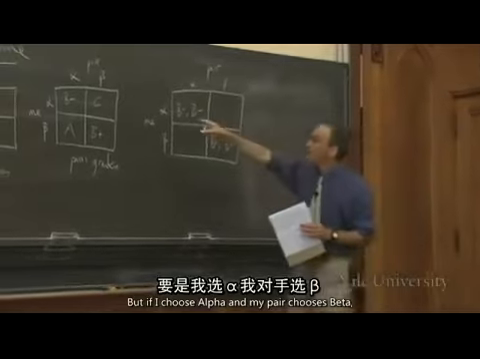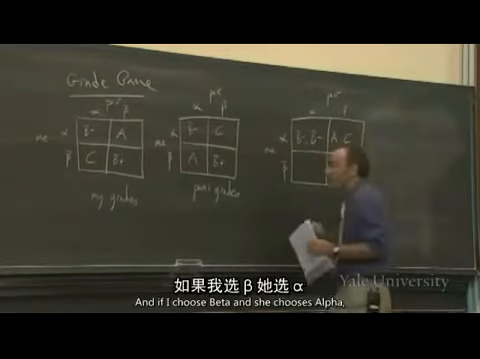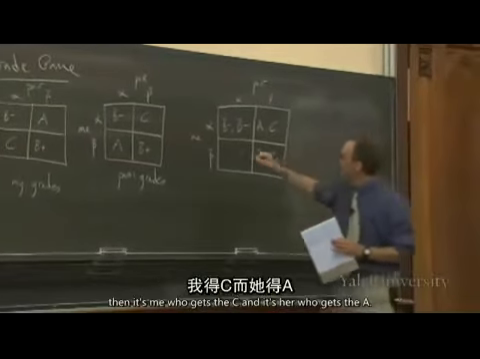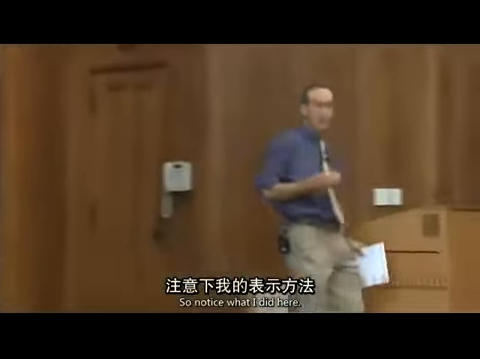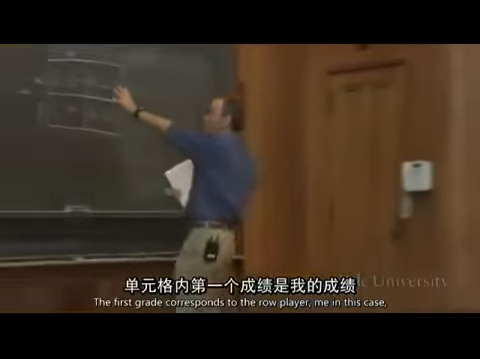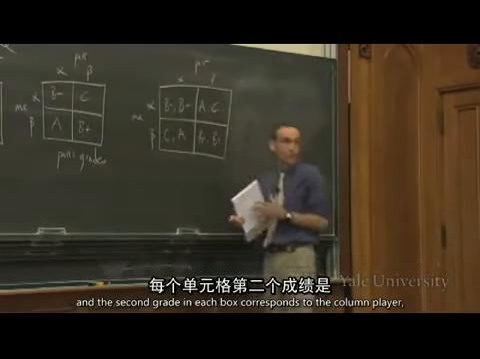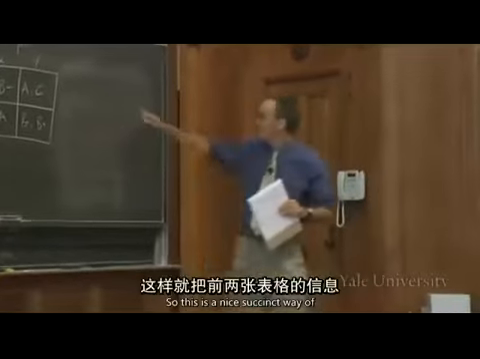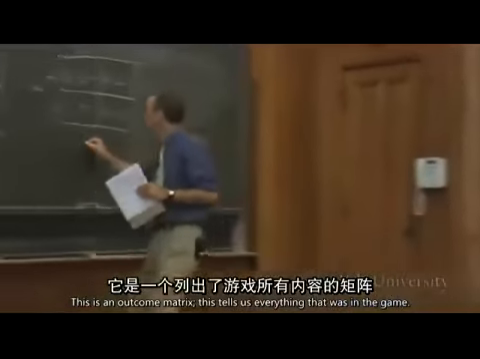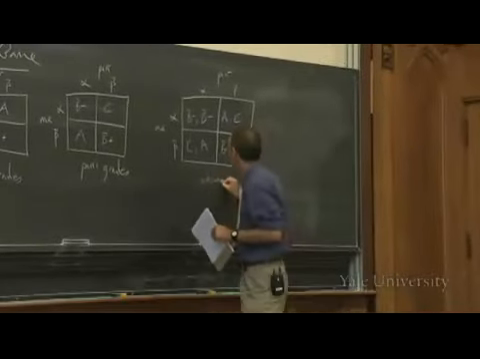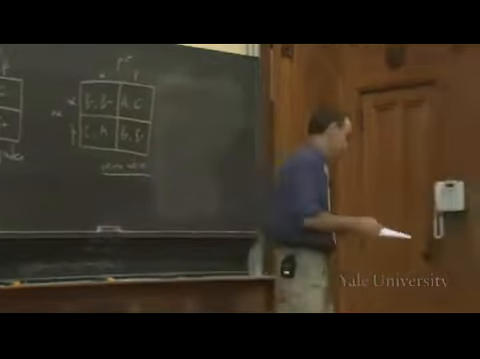All right, but if I choose alpha and my pair chooses beta, I get an A and she gets a C. And if I choose beta and she chooses alpha, then it's me who gets the C and it's her who gets the A. All right? So notice what I did here. The first grade corresponds to the row player, me in this case, and the second grade in each box corresponds to the column player, my pair in this case. So this is a nice succinct way of recording what was in the previous two tables. All right? And this is an outcome matrix. This tells us everything that was in the game.